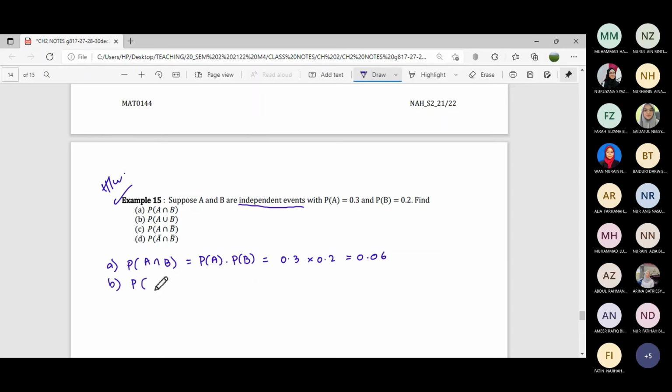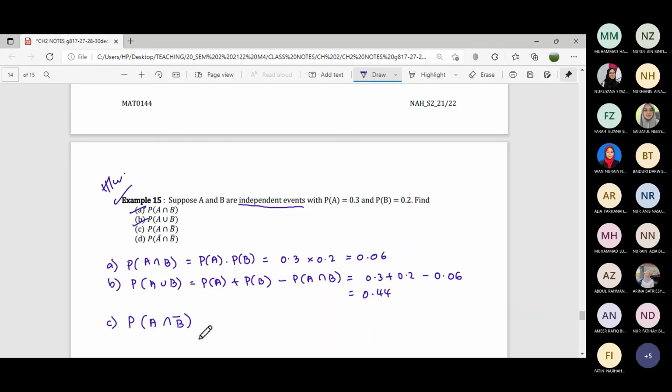For question B, A union B, so kita perlukan rumus addition. Ingat balik rumus addition, P(A) tambah P(B) tolak dengan persilangan A and B. So we have here P(A) is 0.3 plus 0.2 minus with 0.06. So equals to 0.5 minus 0.06, 0.44.